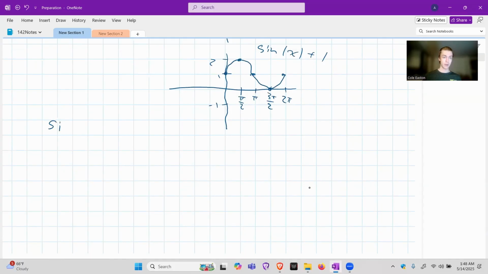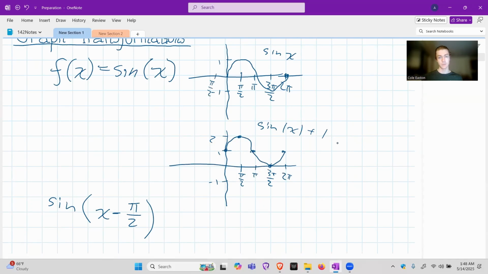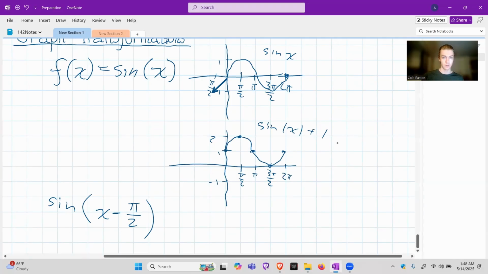Let's go sine of x, and inside of here, I'm going to say it's sine of x minus pi over 2. And before I graph that, let's just extend this graph a tiny bit. Because what happens when I plug negative pi over 2 into sine? That's going to give me -1, right? But we don't want an arrow. How do I delete this? Okay. It's going to give us -1.